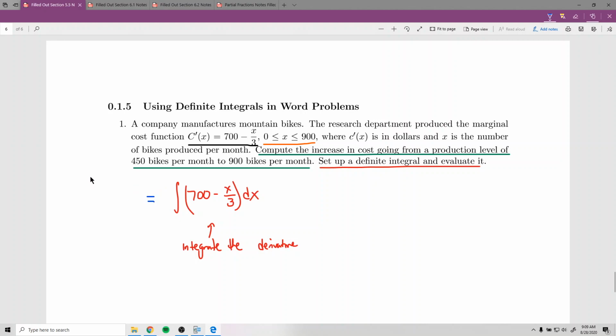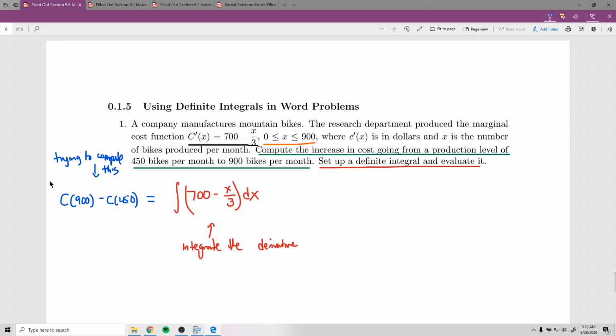Well, what we're trying to figure out as a formula is the increase in cost from 450 to 900. So you are trying to compute C of 900 minus C of 450. C of 900 would tell us the cost of producing 900 bikes per month. C of 450 would tell us the cost of producing 450 bikes per month. And when we subtract them, that gives us the increase from 450 to 900.